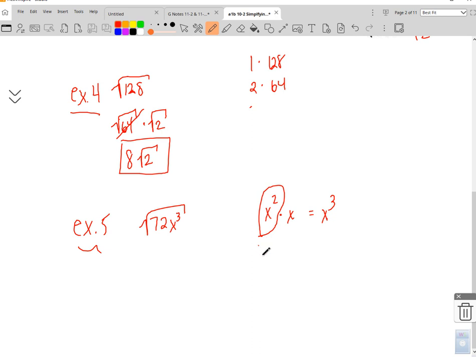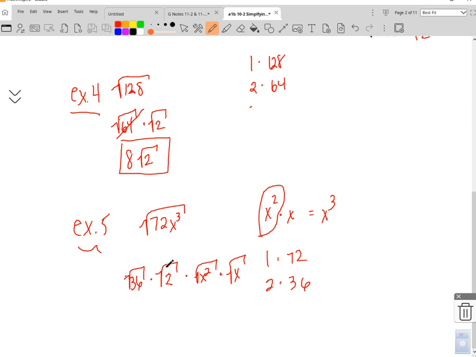So now let's factor 72. Well, 1 times 72, 2 times 36. Have I gotten to any perfect square factors yet? What is it, Jacob? Yeah, 36. Good. So now let's rewrite 72 as the square root of 36 times the square root of 2, right? That's what we did here. Now let's write the x squared as the square root of x squared times the square root of x. Does that make sense?